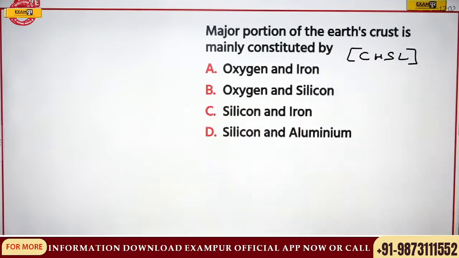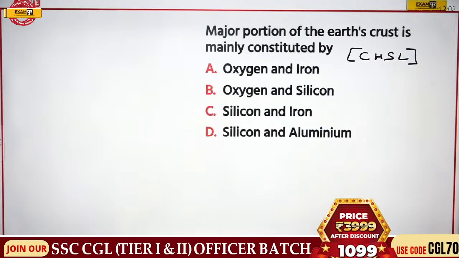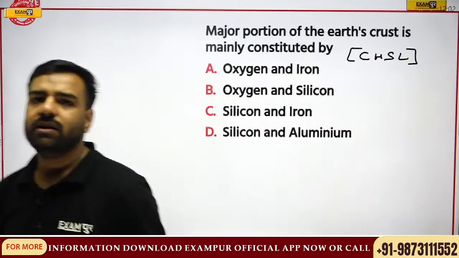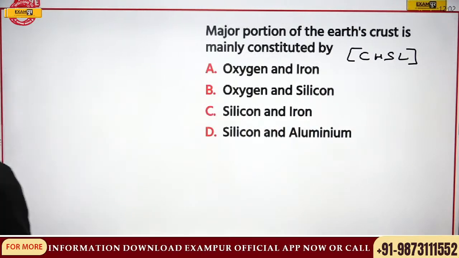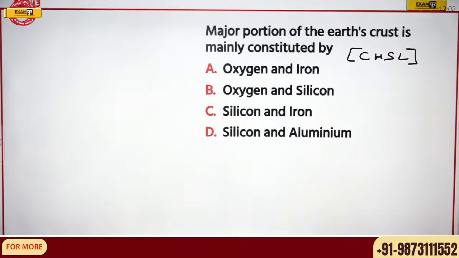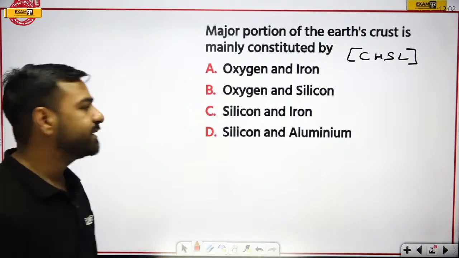Answer please. The major portion of the earth's crust is mainly constituted by oxygen and iron, oxygen and silicon, silicon and iron, or silicon and aluminium. What is the correct answer? Vikramaditya and all the others who are there in the session, kindly start commenting so that we can start understanding the concepts which are very important. Vikramaditya has given the answer, so the answer is going to be C.